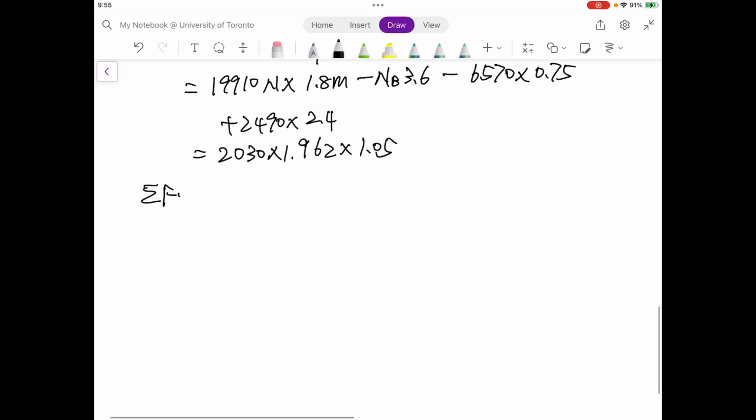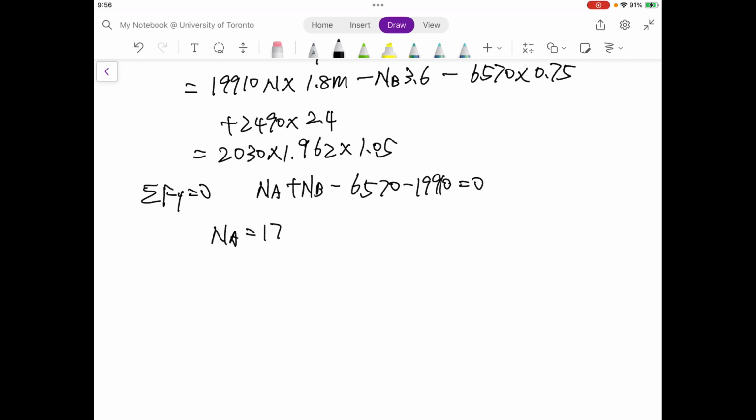In y direction, it's equal to 0, then NA plus MB minus 6570 minus 19910 is equal to 0. Then NA is equal to 17980. MB is equal to 8500 Newton.